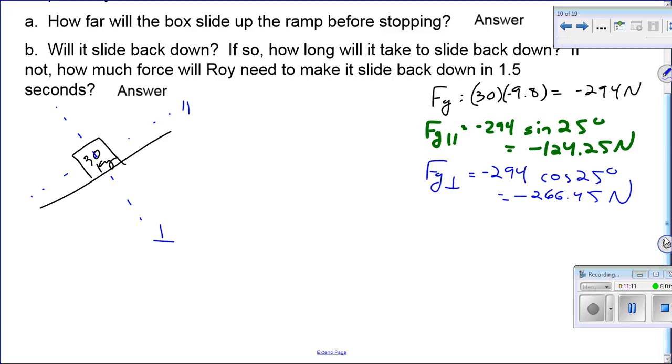All right, so let's put those in our drawing. So we've got FG perpendicular, we just decided was negative 266.45. Remember, you guys, I'm keeping some insignificant digits, and then I'll round at the end, right? All right, so we've got FG parallel. When you write down your force for FG parallel, draw it and put your force at the bottom, and label it underneath. There's going to be another force here, so I'm just leaving myself room to draw another force, you know what I mean, and label it.